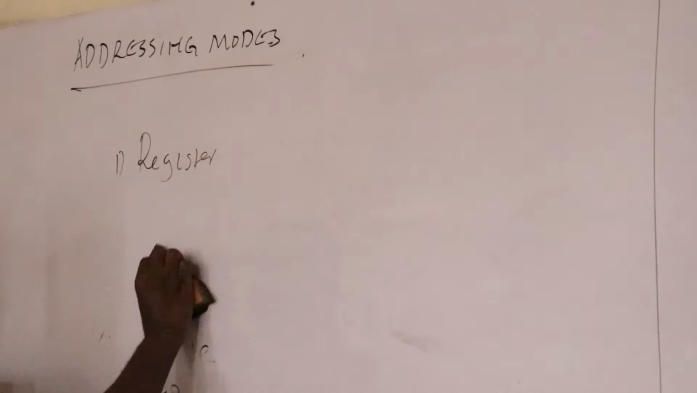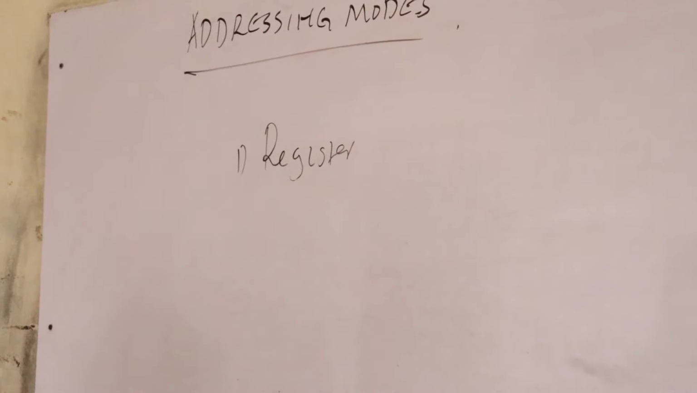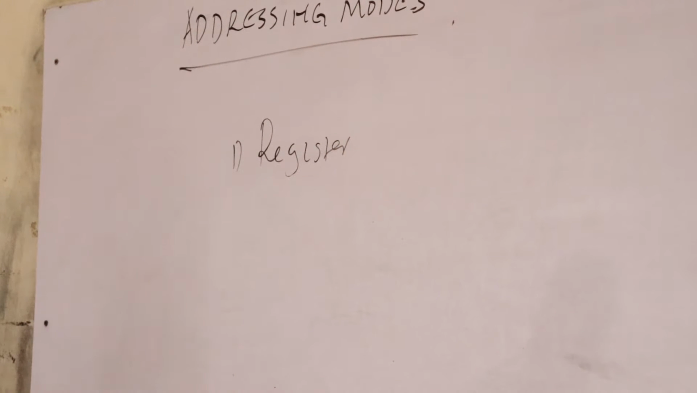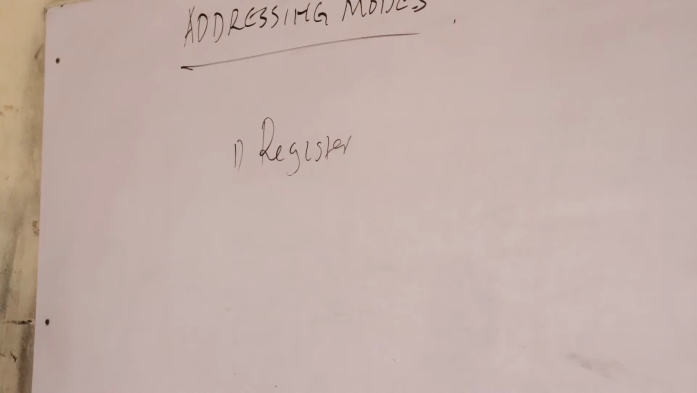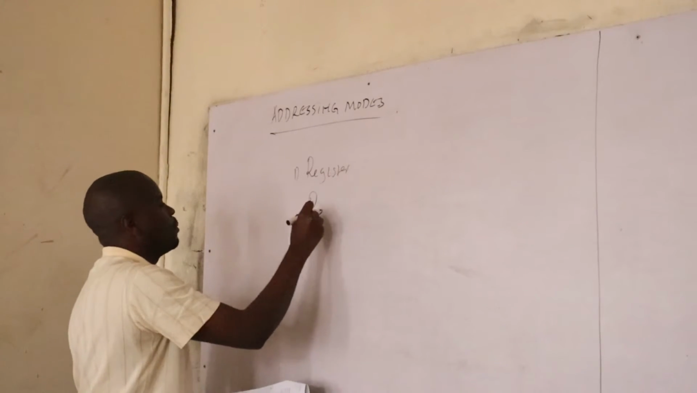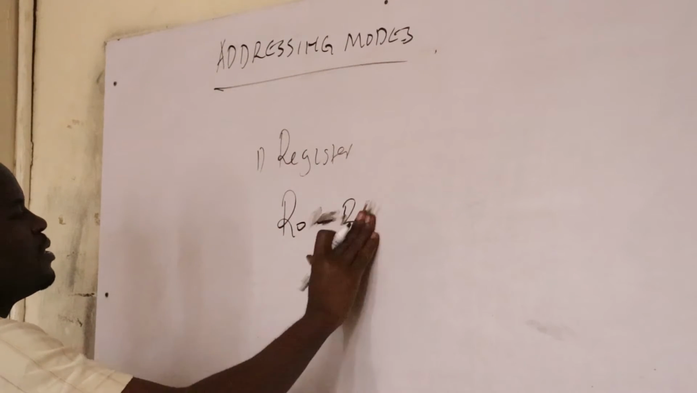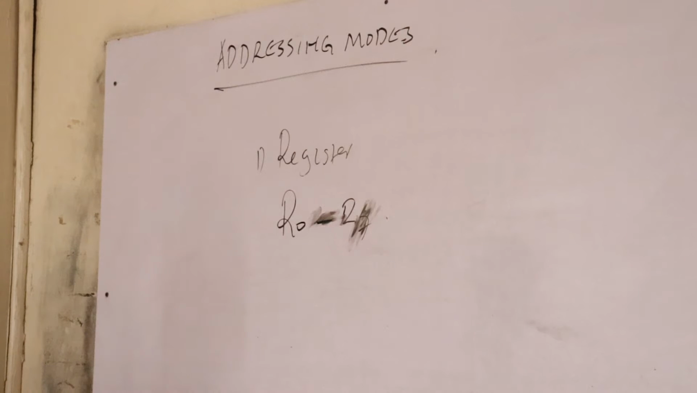When you talk of the register addressing mode, this one usually involves use of registers. Whenever you see an instruction that uses registers R0 up to R7 to hold the data that is supposed to be manipulated, this is usually referred to as register addressing. So the instructions using register addressing are usually encoded as follows. Let's talk about examples of this.